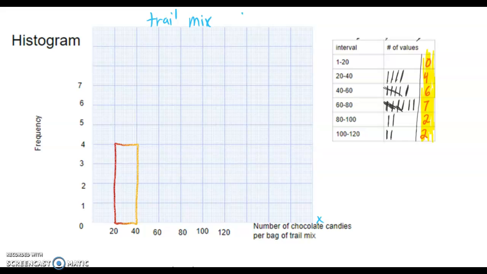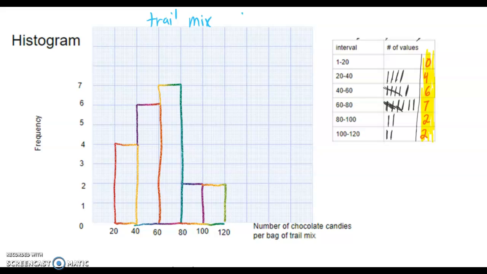My second bin is going to go all the way up to 6. So I'm going to go up and all the way down. Notice how our bins are touching. Unlike a bar graph, our bins are going to touch when we do histograms. Our next one is 7, so we're going to go up to 7 and down. And then we have 2 and 2. So right here is our histogram.